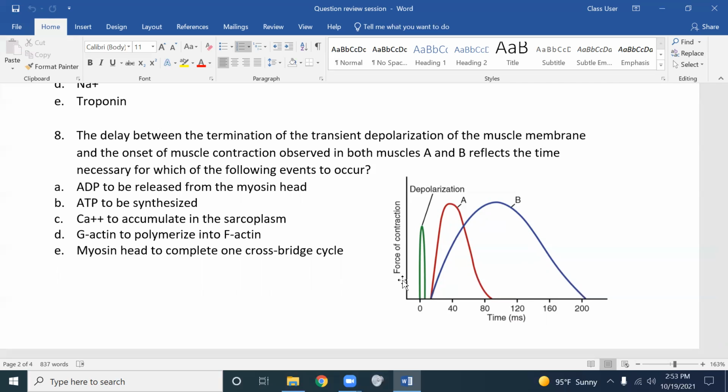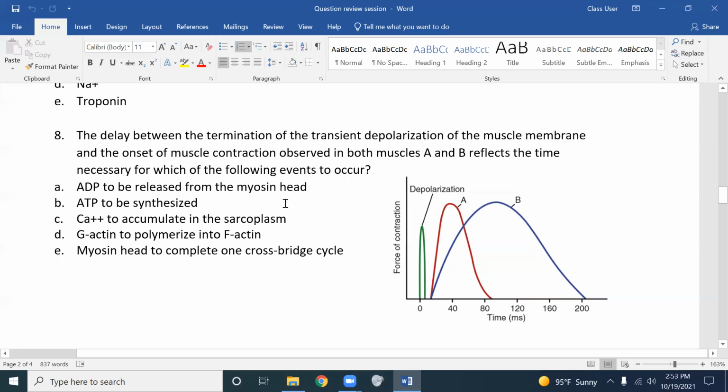Remember that the calcium is, what was the number? 10 to the minus 9, remember that? You need to bring it up to about 10 to the minus 5. So if you are releasing a little bit of calcium, you might not reach that number. You release a little bit more. You understand what I'm getting at? So that is that delay in making that muscle contract. Okay, so it says ADP to be released from the myosin head.